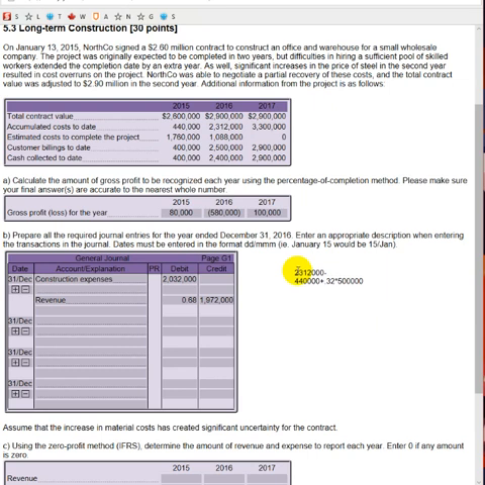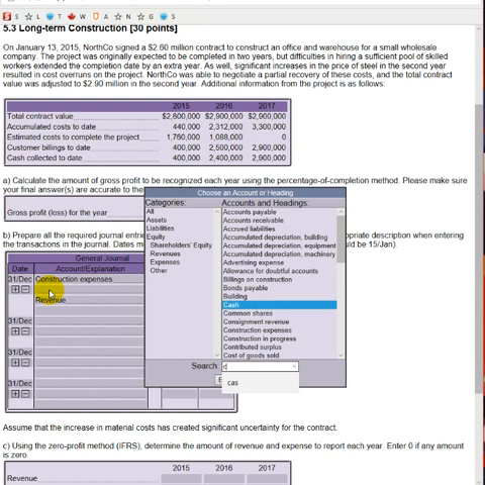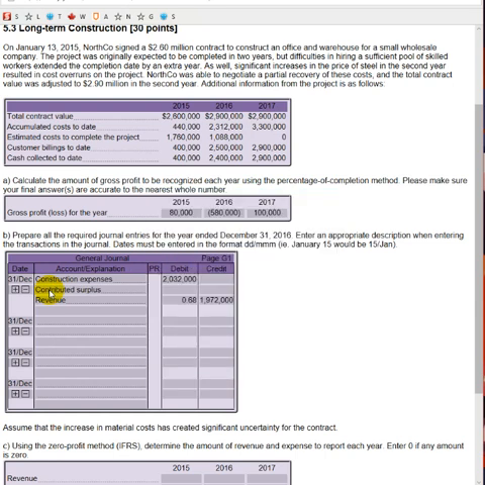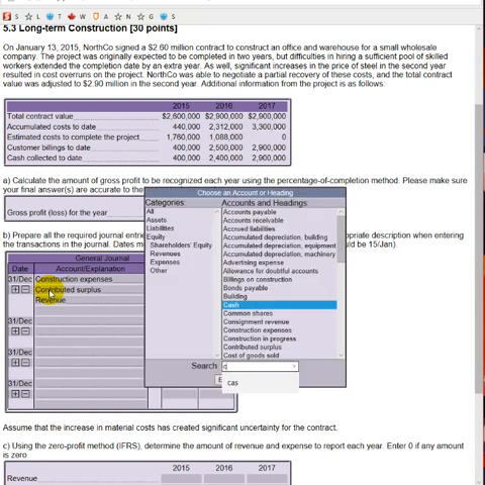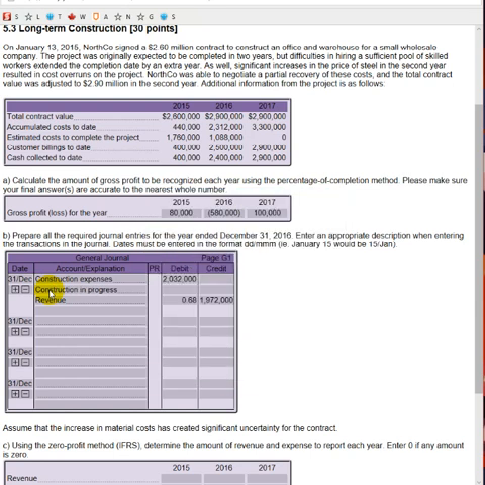So 32% times the loss of 500,000 gets added into our construction expenses. And as a result, we have construction in progress account, which is the balancing figure. Whoops, that's not what I want. Try that again. Construction in progress. There we go. And the difference between these two, 2032, minus, and remember, if we hit the shift key and the arrow key, that'll move it out of our way. 1972.